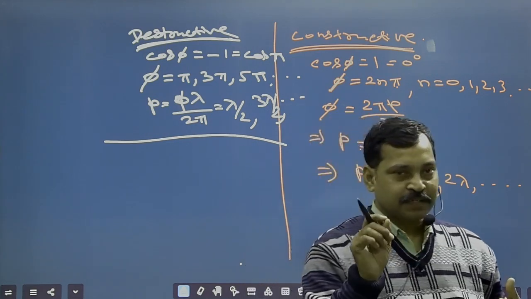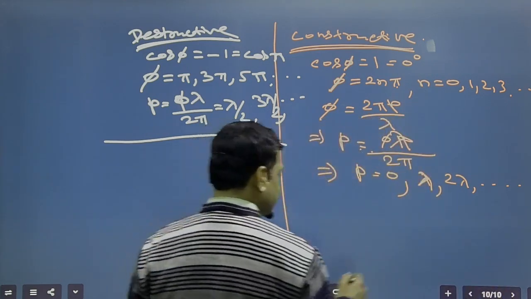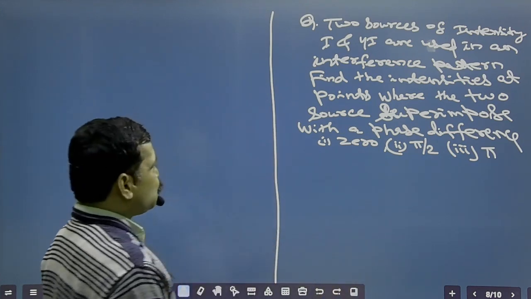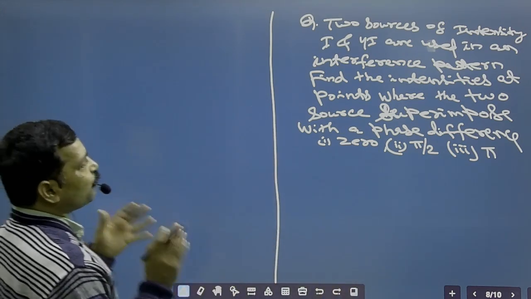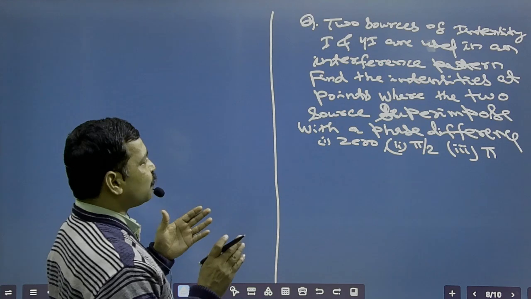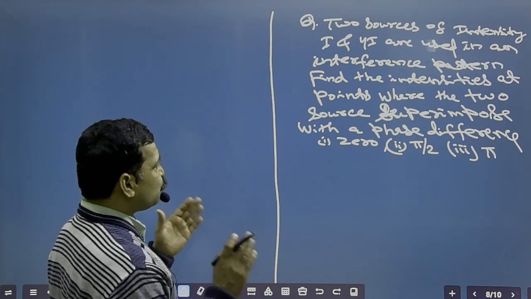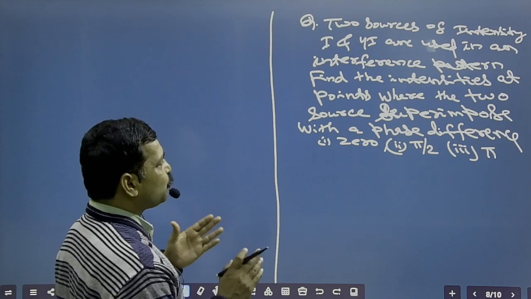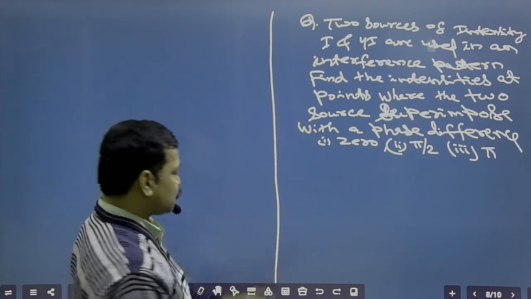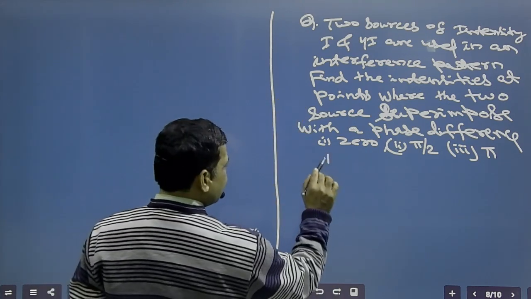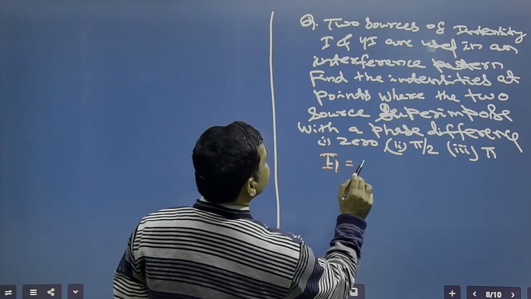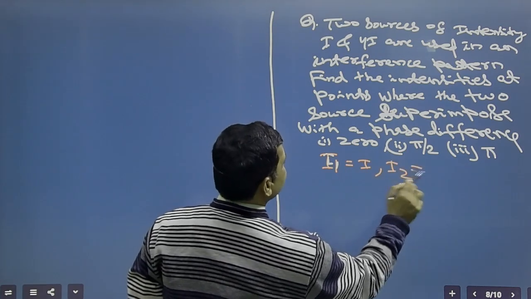So now we'll discuss a question which was asked in your previous exam. The question is: two sources of intensity I and 4I are used in an interference pattern. Find the intensities at points where the two sources superimpose with a phase difference of 0, pi by 2, or pi. So in this question we have two interfering waves. Here I1 is given as I, and I2 is given as 4I.